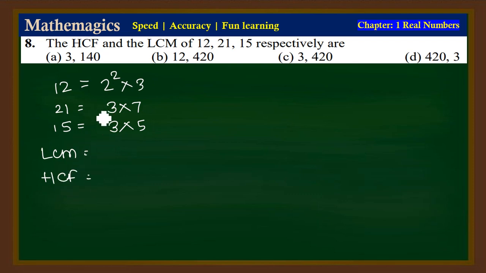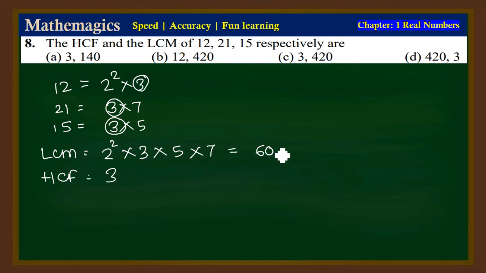LCM means whatever numbers are available: 2 is there, 3 is there, 5 is there, 7 is there. Now, the highest power is 2 to the power 2. 3 is there, so no change. 5 is also alone, 7 is also alone, so no change. Now the HCF is equal to the common number present in all the cases. So dear friends, 3 is the only number present in all the cases, so the HCF is equal to 3. Now we have to calculate the LCM properly. So 2 times 2 is 4, 4 times 3 is 12, 12 times 5 is 60, and 60 multiplied by 7 becomes 420.